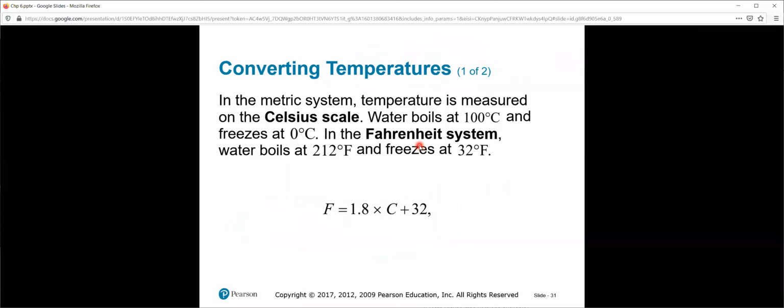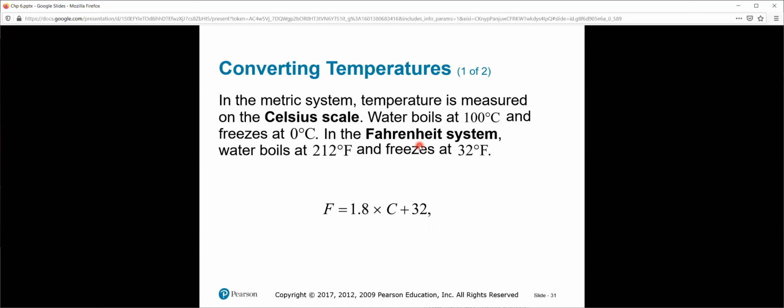Temperature. This one breaks the scale a little bit because the temperature equation, converting temperature from Fahrenheit to Celsius, is an actual equation, not a unit conversion necessarily. It is a unit conversion, but it doesn't follow the same steps we've been having. In the metric system, temperature is measured on the Celsius scale. Water boils at 100 and freezes at 0. In the Fahrenheit system, which is what we in America use, water boils at 212 and freezes at 32.